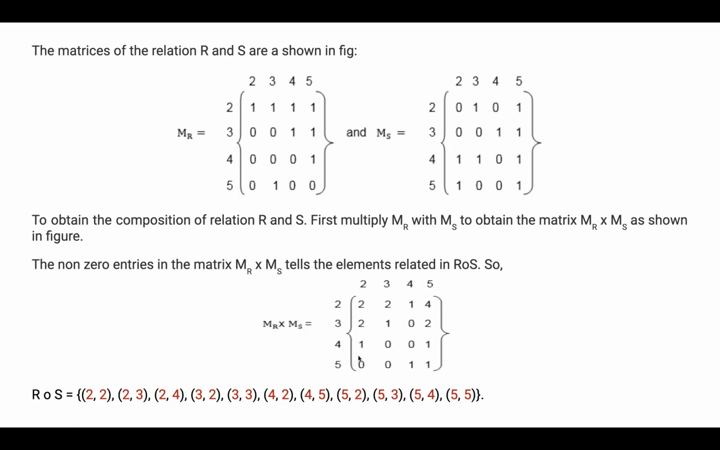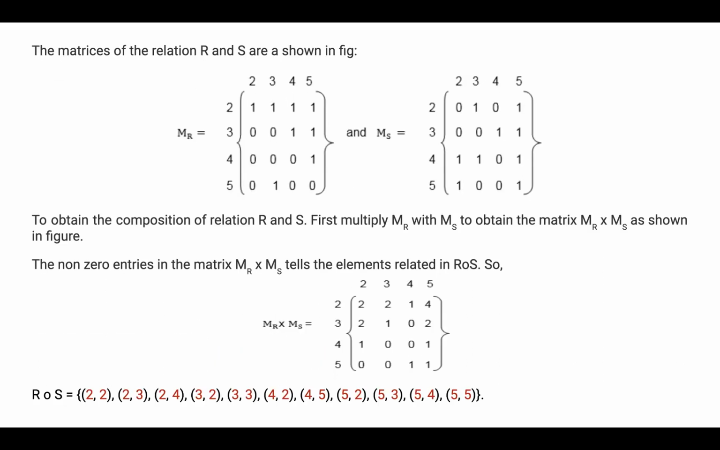Then if we consider 4 2, it will be considered. Then 4 5, it is non-zero, it is also considered. And then the last one is the last row, that is 0 0 1 1. So what we can write here is that 5 4 is also a pair of R composite S, and 5 5 is also an element of composite set R and S.